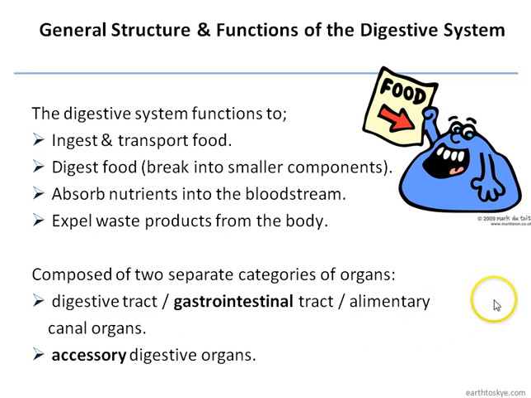If we look at the digestive system, there are two main areas we focus our attention on. Firstly, a large muscular tube called the gastrointestinal tract, also referred to as the digestive tract or the alimentary canal. There are also a range of accessory organs that are attached to this gastrointestinal tract, and they have important roles that we'll speak of soon.